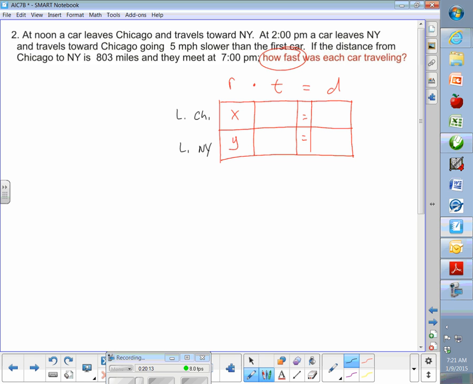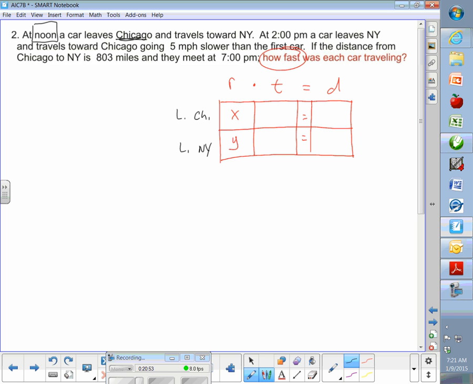Okay, so let's look at the problem and see if we can figure something out. Now, nowhere does it say the car leaving Chicago traveled for 10 hours and the car leaving New York traveled for 3 hours. It doesn't say that. But it does tell us how to figure it out. So look at the problem. Right away, you get to at noon. That is a time. So at noon, a car leaves Chicago and travels toward New York. At 2 p.m., there's another time, a car leaves New York and travels toward Chicago, but that's a different car. Let me stick with the car leaving Chicago.